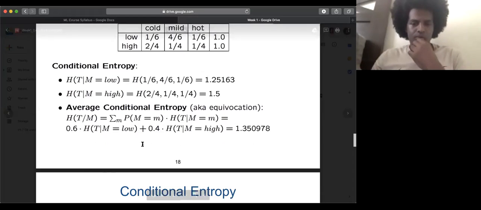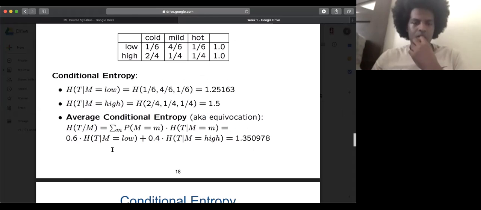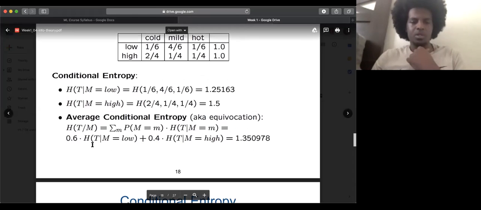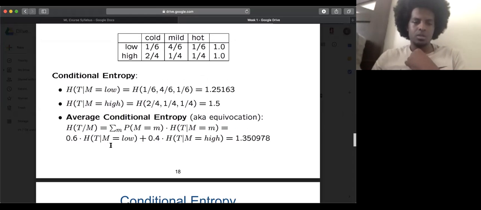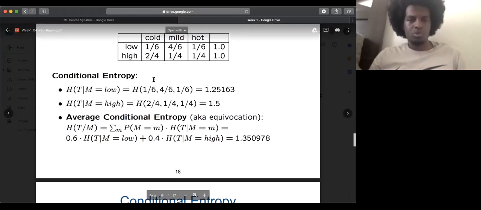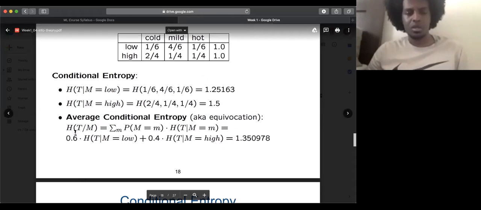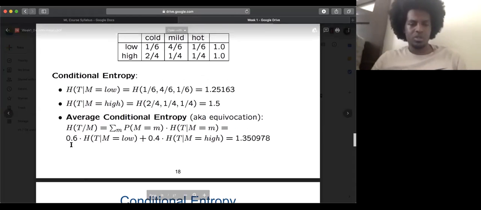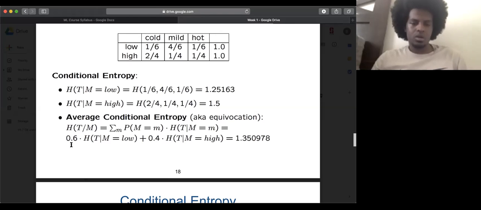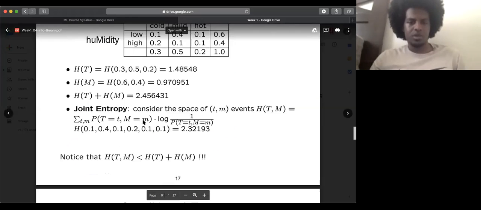Average conditional entropy. This one's not the same, but it's basically taking the probability of the temperature given that the humidity would be low. So that is 0.6, which I think is, no, it's not 0.6, they're multiplying it by 0.6. Right. I'm saying the value of 0.6 is the probability of getting low humidity. Yeah, that was in the last slide, I think. And then it's this value right here, 0.6.